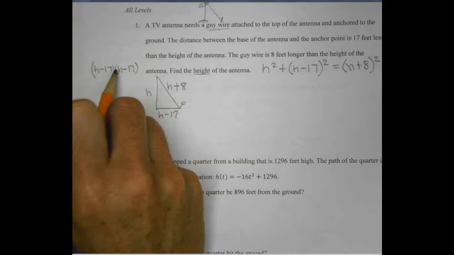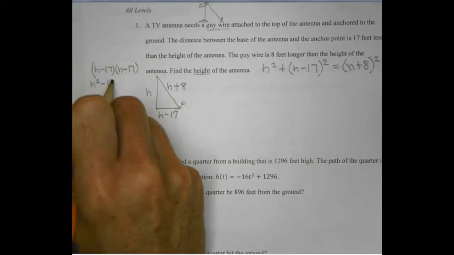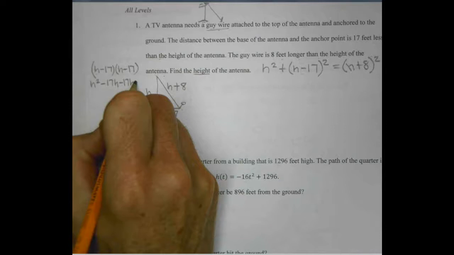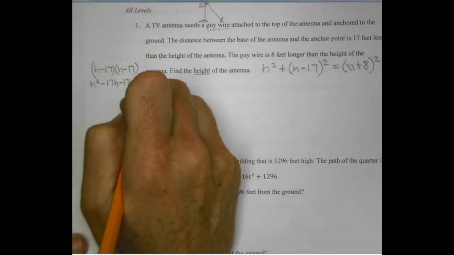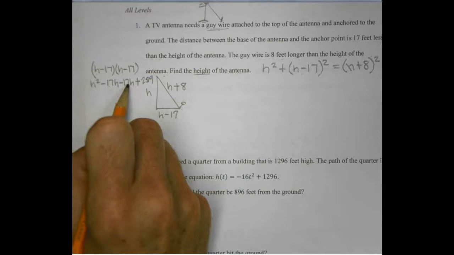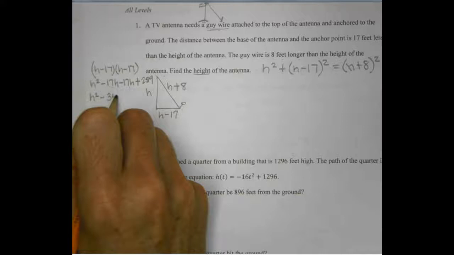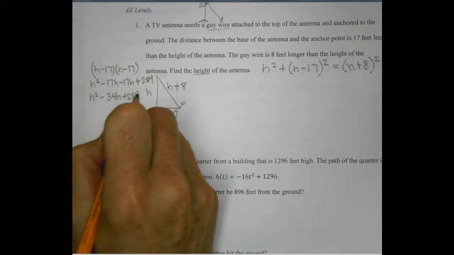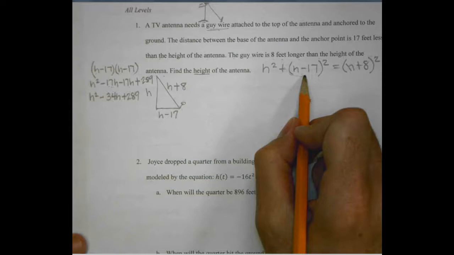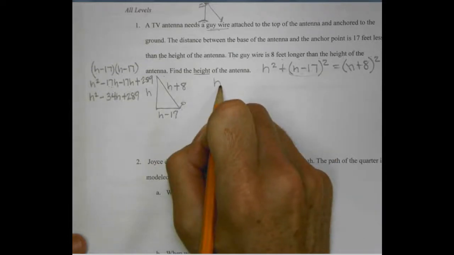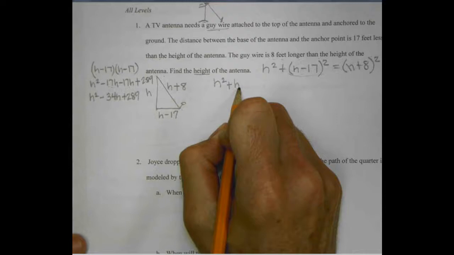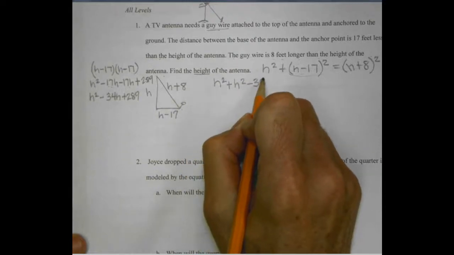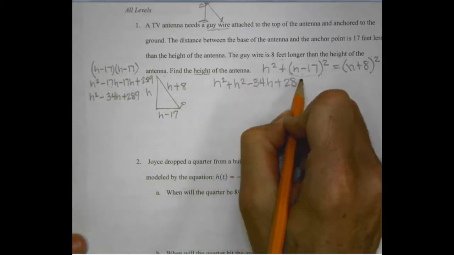And I need to use FOIL, so I have h squared minus 17h minus 17h plus 17 squared, which is 289. When I combine my two like terms here, I have h squared minus 34h plus 289. And I'll put that in instead of this h minus 17 quantity squared. So I have h squared plus h squared minus 34h plus 289.